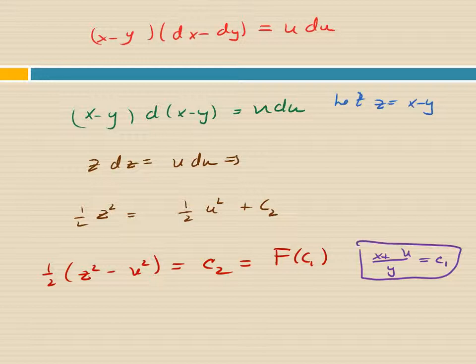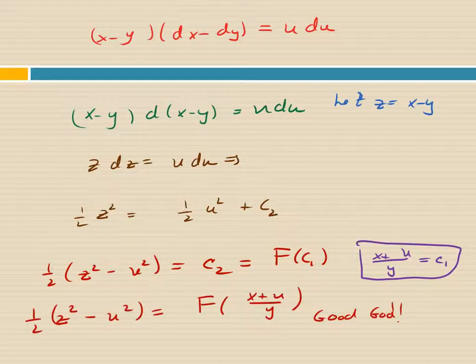So now we have C2 is f of C1, and C1 is x plus u over y. And we get this. I'm preparing so many classes, I'm writing things down that I probably shouldn't have written down. Good God. At the end, this is what you get.